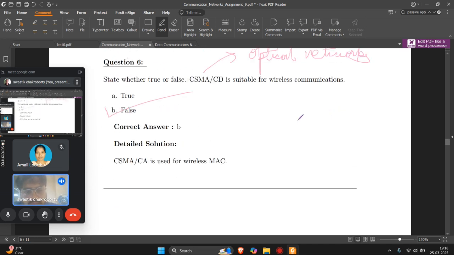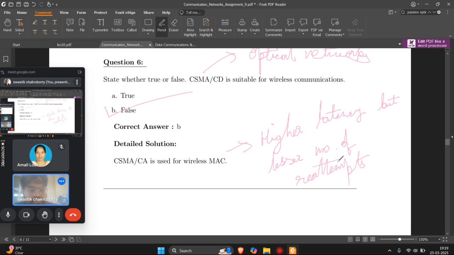Whereas CSMA/CA being used for wireless MAC gives higher latency, but a lesser number of re-attempts.